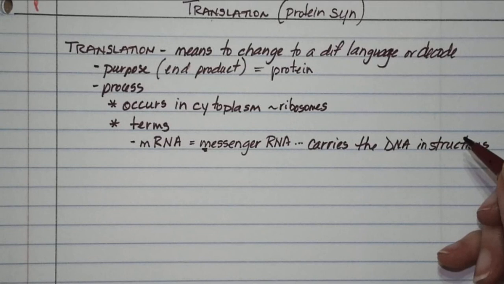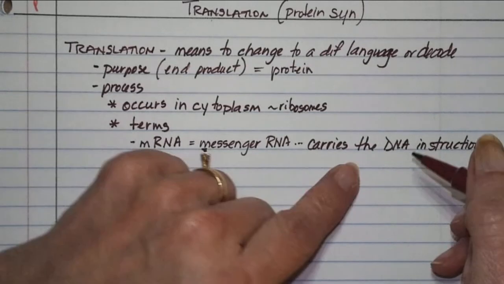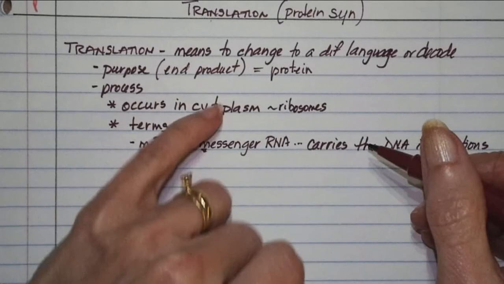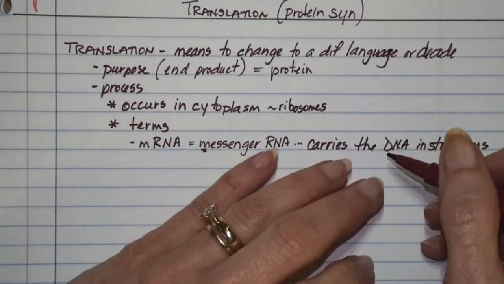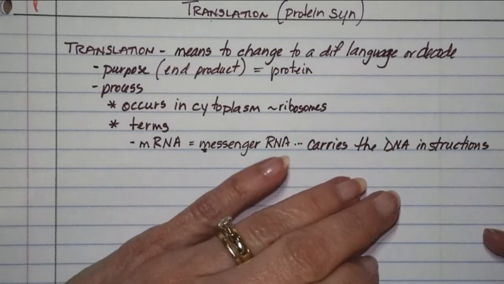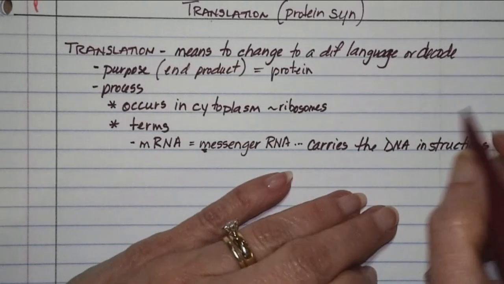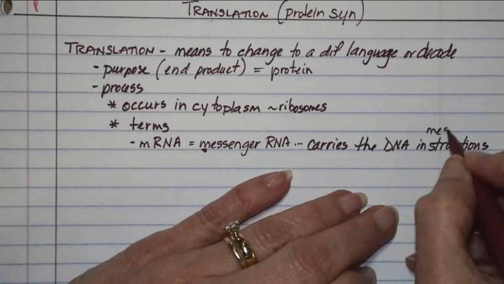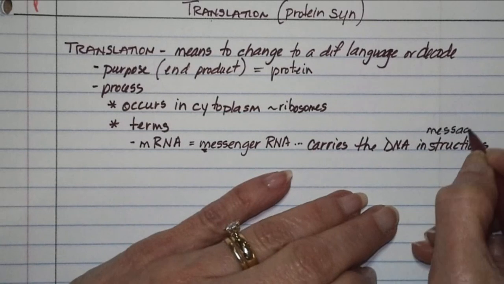So we're going to go into the nucleus, we're going to make a copy of that DNA, that's what transcription is, and then that messenger RNA carries that DNA out of the nucleus into the cytoplasm. When I say instructions, if you think of it as a message, like, hey, this is how you do it, here's your message, here's what you need, this is your instructions. The next one is rRNA.